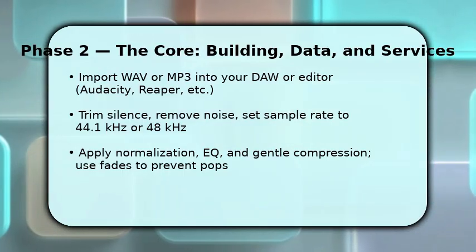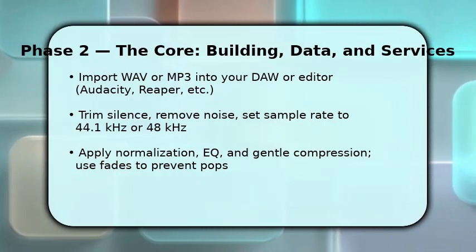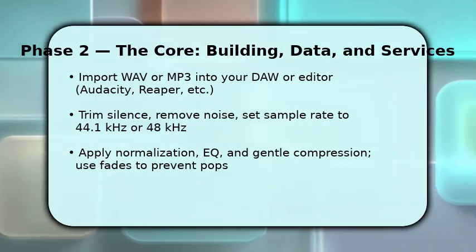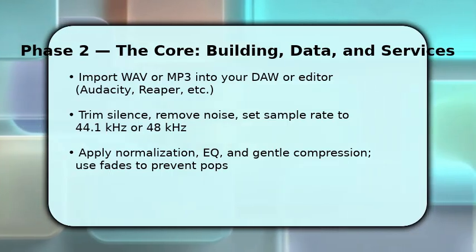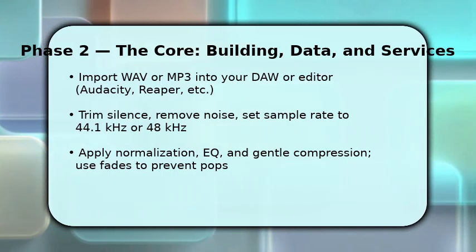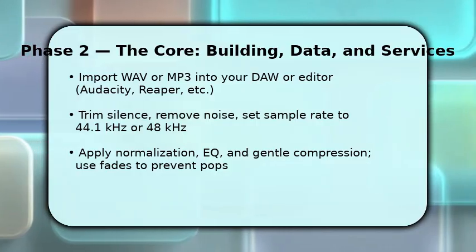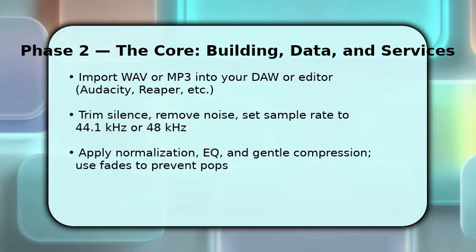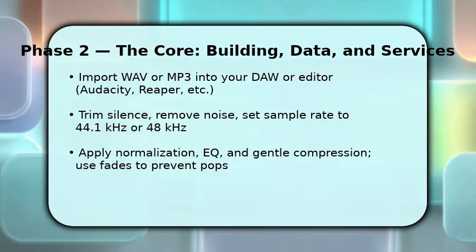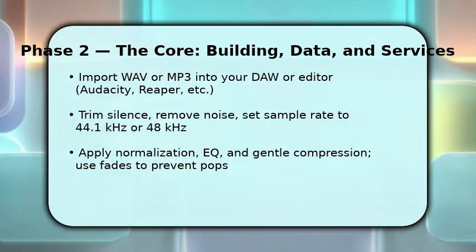Why? Because cleaner audio reads better on all devices. Then match sample rate and bit depth to your project: 44.1 kHz for music, 48 kHz for video, so there are no sync issues. Apply EQ to remove muddiness, normalize to -1 dB, and use subtle compression for steady levels. These steps make your audio professional.